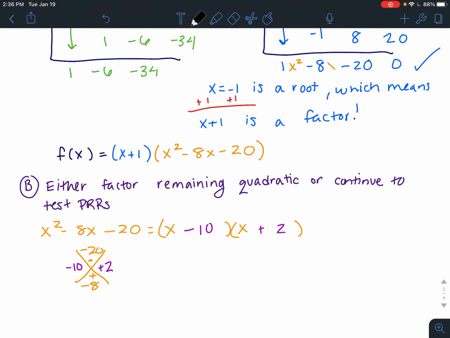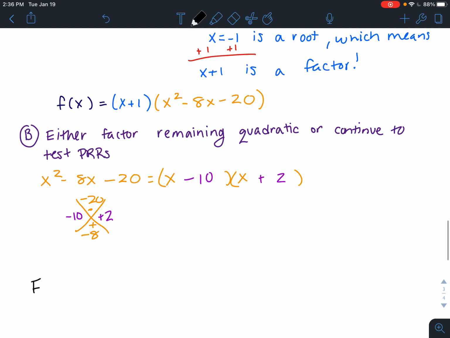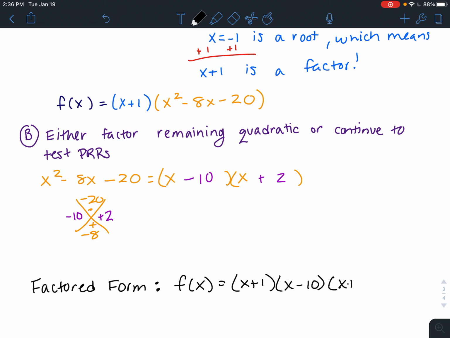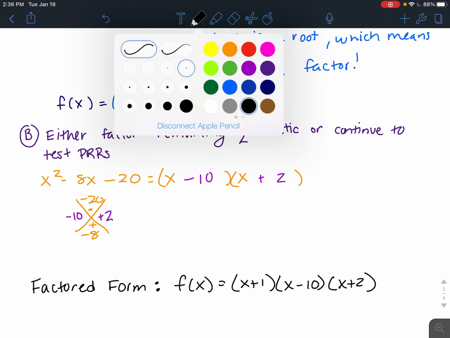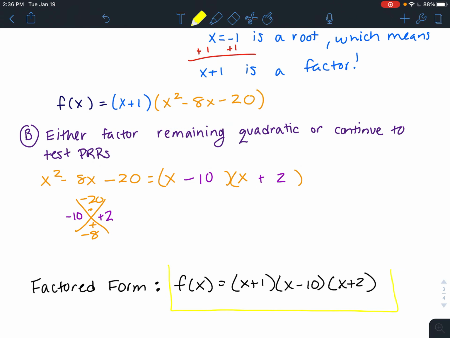So my total factored answer, my factored form for my original function f of x, is going to be f of x is equal to our original x plus 1 times x minus 10 times x plus 2. So that's how you can use your PRRs to factor a polynomial when grouping and other factoring techniques don't work.